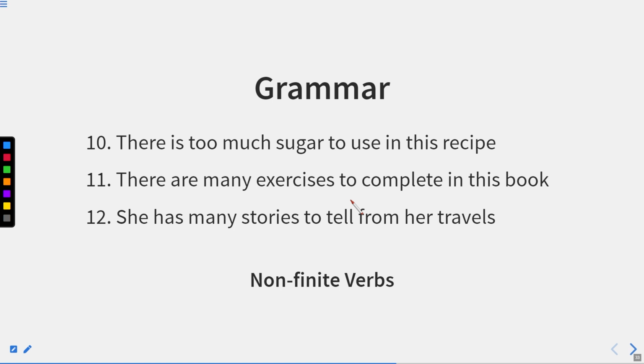There is too much sugar to use in this recipe. So too much sugar for what? To use. There are many exercises to complete in this book. She has many stories to tell from her travels. So they are travelogues maybe. So these are infinitives.